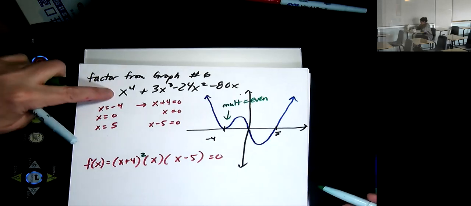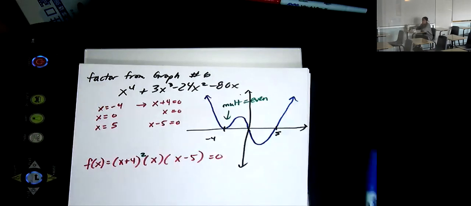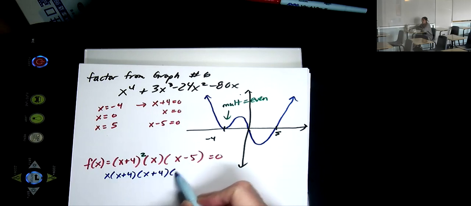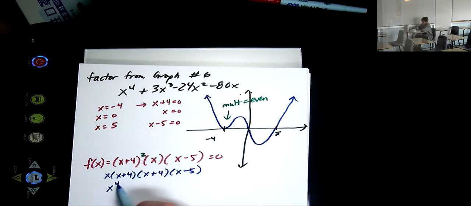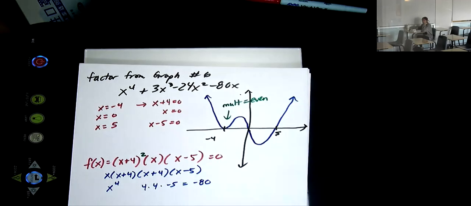Now the number in front is 1, so that looks pretty good. And we can do the little test that Chris was talking about earlier. Because this is x plus 4, I'll put the x in front now: x, x plus 4, x minus 5. If I multiply all the x's, I get x to the fourth. If I multiply the numbers, I get 4 times 4 times -5, which is -80. And that's what I have showing up on the last term. So that looks like it's probably pretty good.